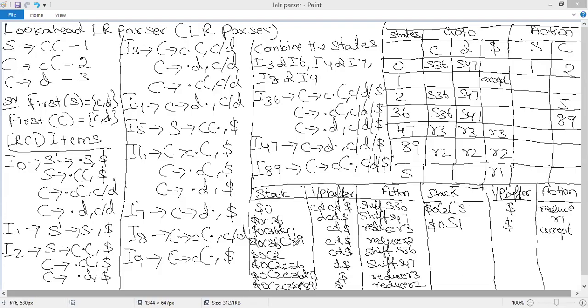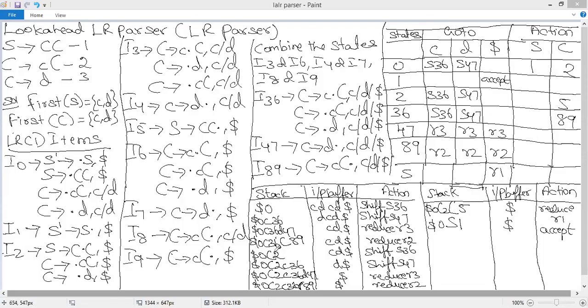So 89 and C, again reduce operation. So reduce R2, second production rule, non-terminal C tends to terminal C and non-terminal C. So what you can see here, both the terminal C and non-terminal C have been reduced with the non-terminal C, $0 non-terminal C 2. So how has this 2 been mentioned? 0 and non-terminal C is 2.